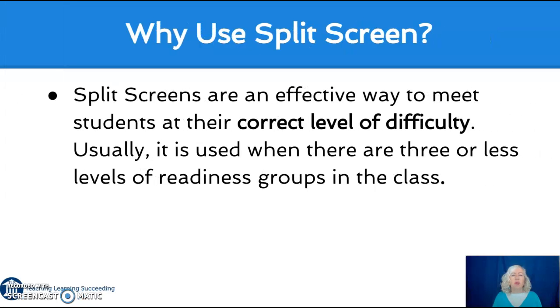So, why use a split screen? Simply put, split screens are an effective way to meet students at their correct level of difficulty. Usually, it is used when there are 3 or less levels of readiness, or readiness groups in the class. More often than not, when interpreting targeted check formative assessment, you'll find that student readiness does naturally break into 3 levels of understanding regarding the assessed objective.